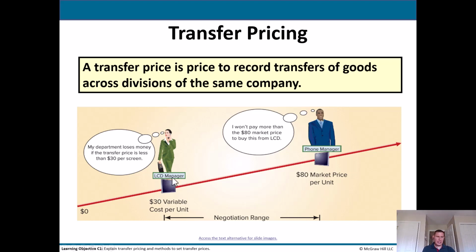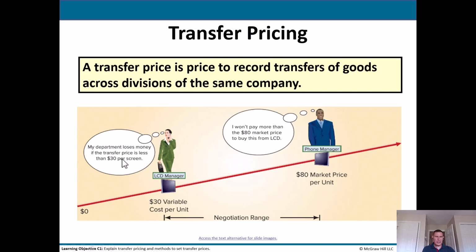The LCD manager says, well, my department loses money if the transfer price is less than $30 per screen, so they don't want to let that happen. The phone manager is going to say, well, I won't pay more than the $80 market price to buy this from LCD, because why would I pay more than the market price? If I can get it cheaper from somebody else outside, I would do that.